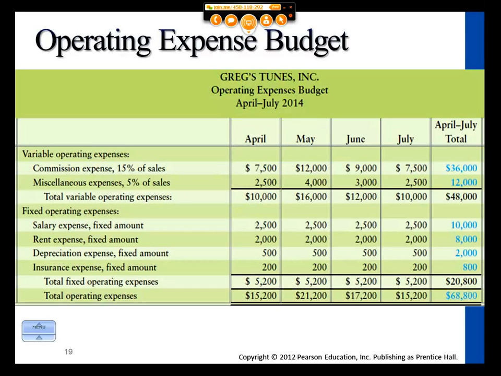All right, so that allows us to put the total operating expenses down. So what do I do with the variable operating expenses and fixed expenses? I add them together, right? I take the total variable operating expenses, I add the total fixed operating expenses, and this is how I find my total operating expenses. All right?